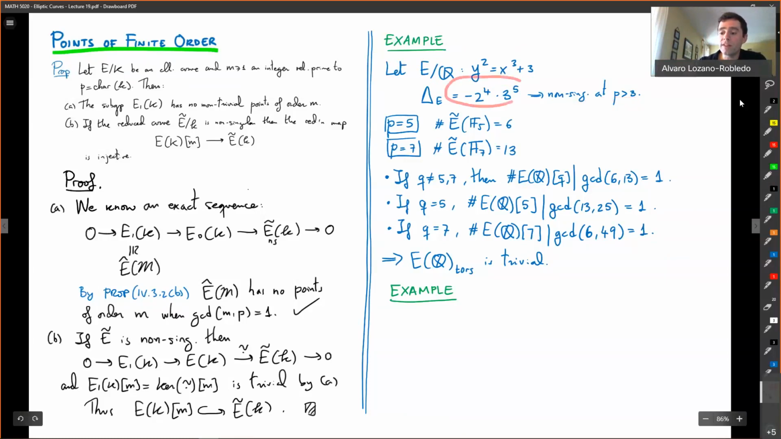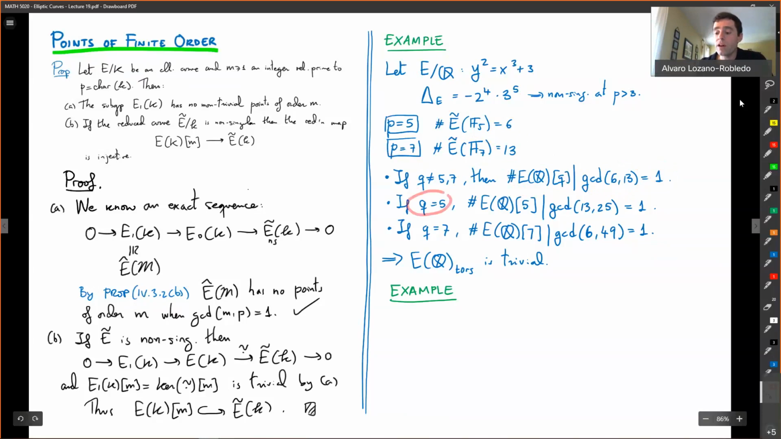You see from this that the equation is minimal at every prime, so it's minimal over Q_p at every prime p. We computed the number of points for 5 and 7, and then what this says is, for example, for the q-torsion, where q is not 5 or 7, the q-torsion would inject into here and here, and therefore the order has to be a divisor of 6 and 13, so it divides the GCD, but the GCD is 1, so there is no q-torsion.